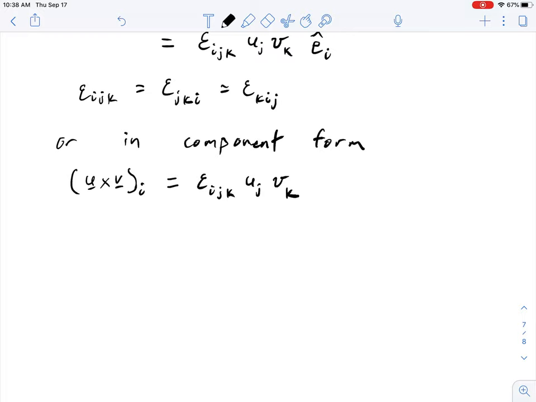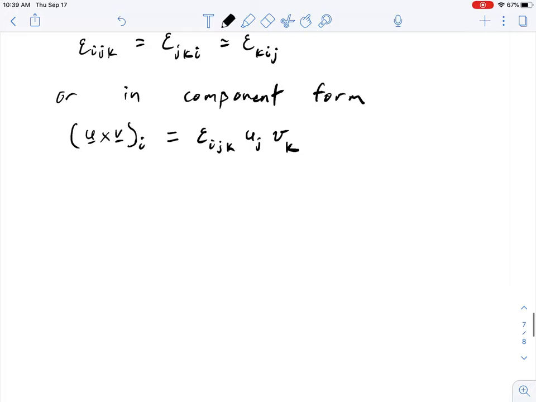There are a few identities relating epsilons and deltas that will come in mighty handy when we're doing some algebraic manipulation and when we start getting into calculus and proving that curls of divergences are zero and things like that. The first one is the epsilon delta identity. And then the other ones that we're going to write down all fall out of the epsilon delta identity.